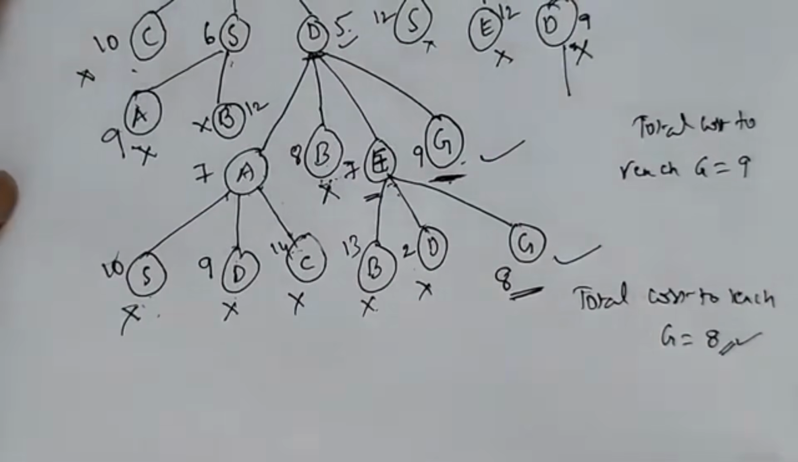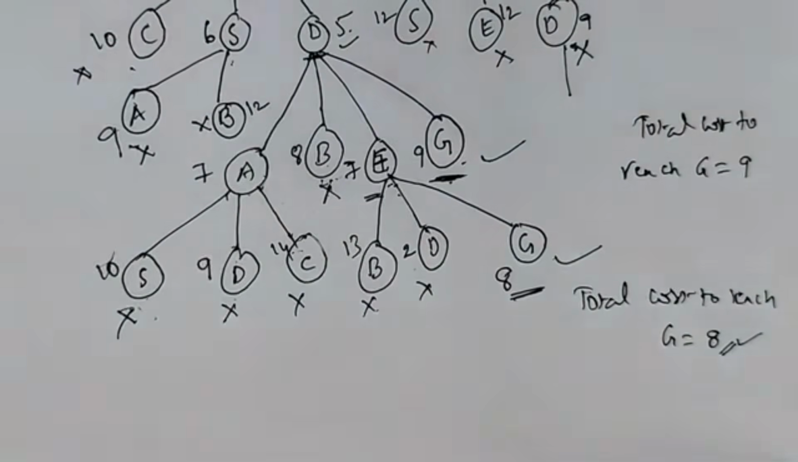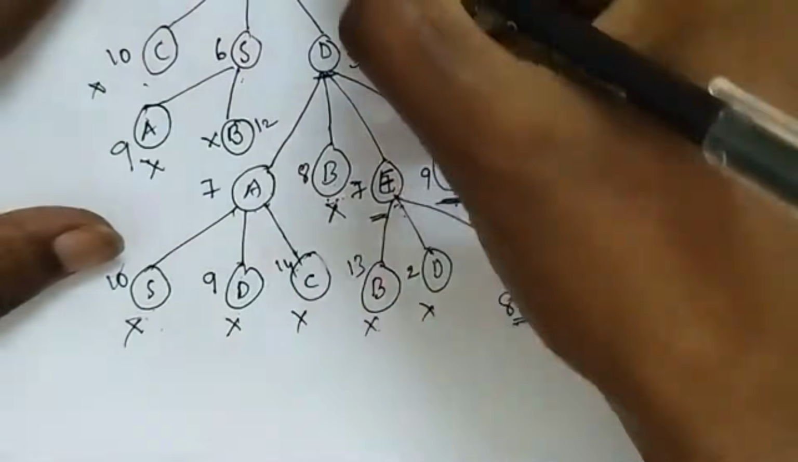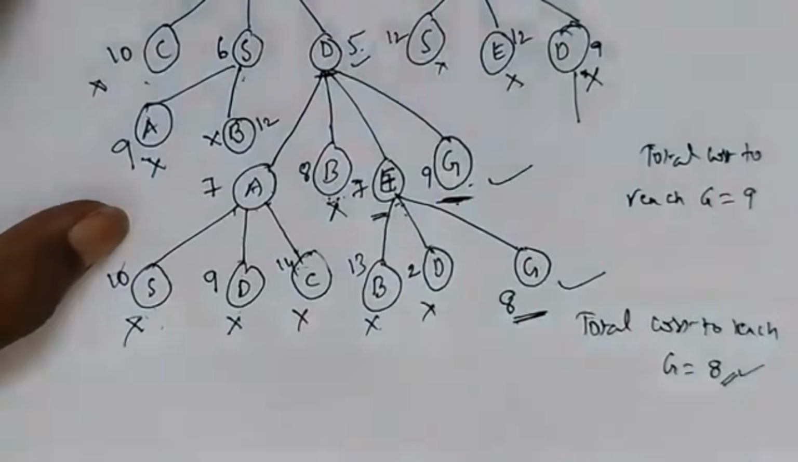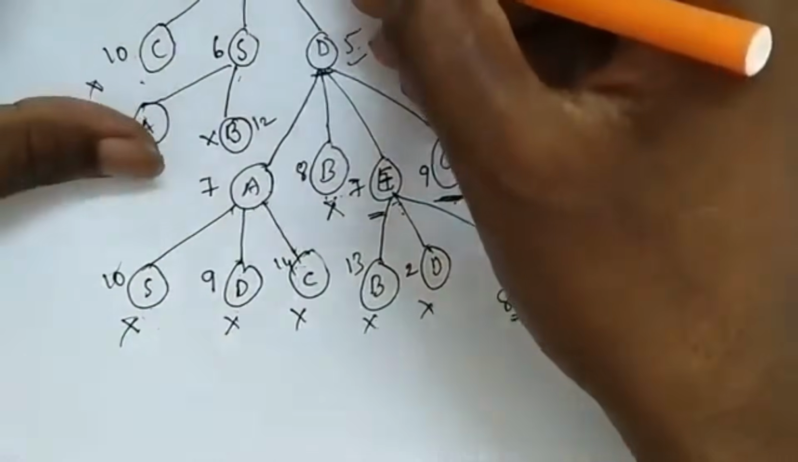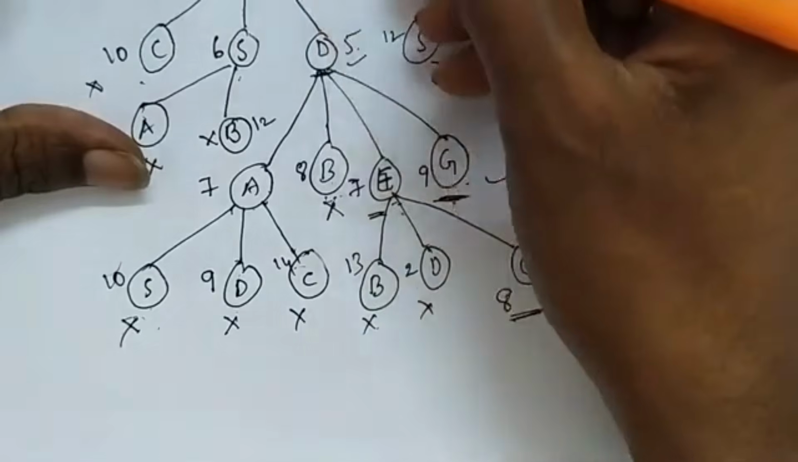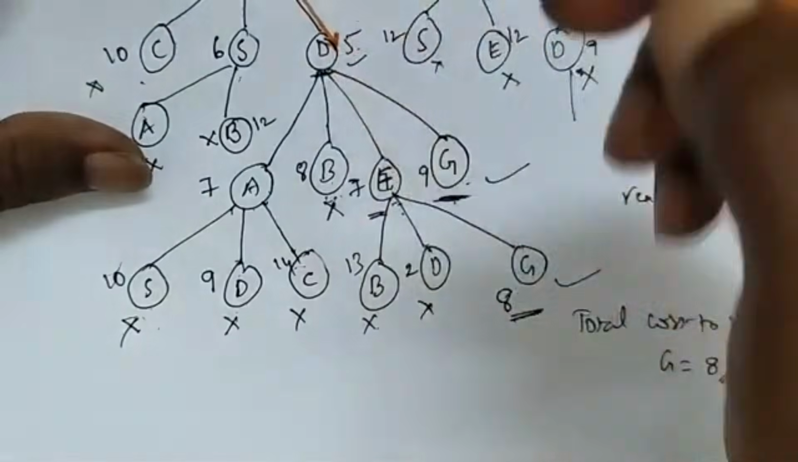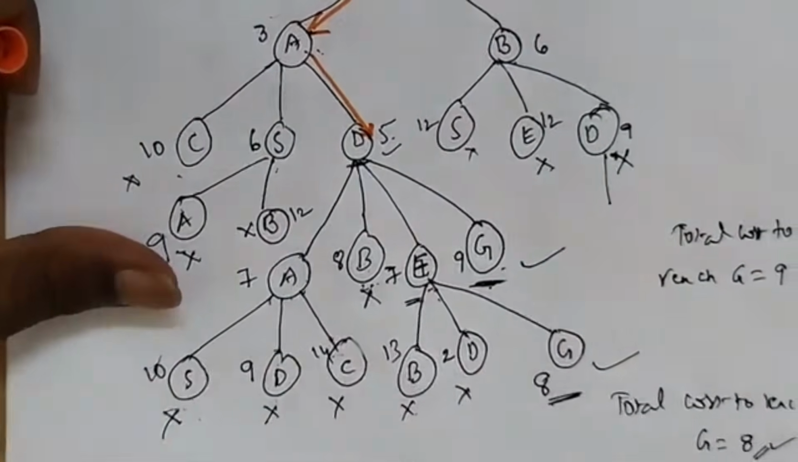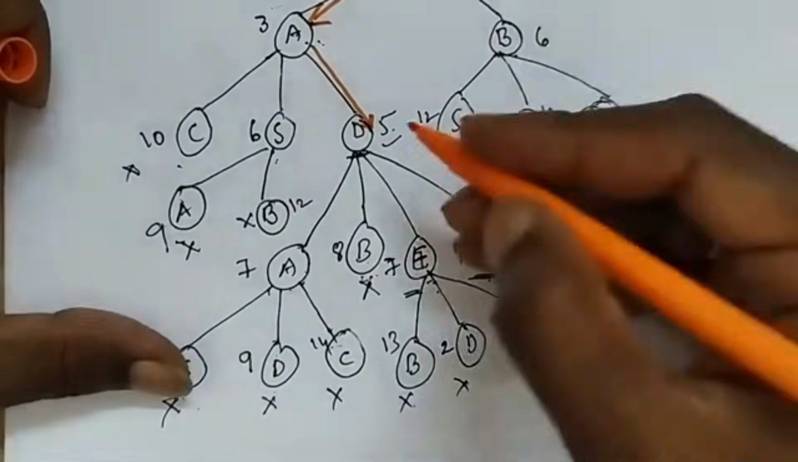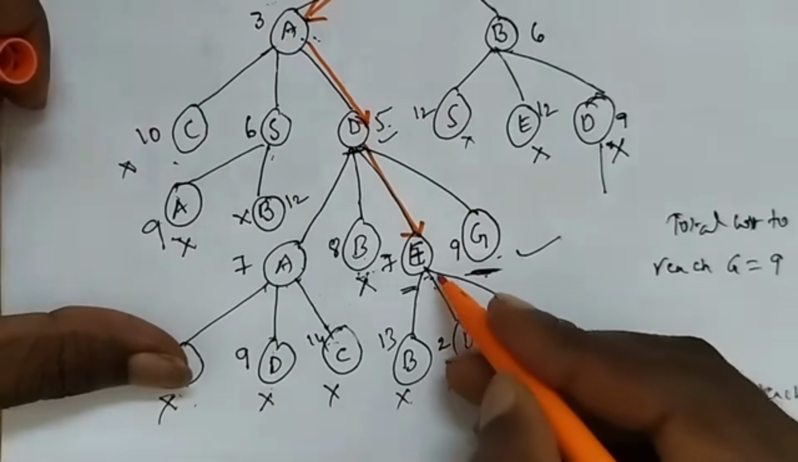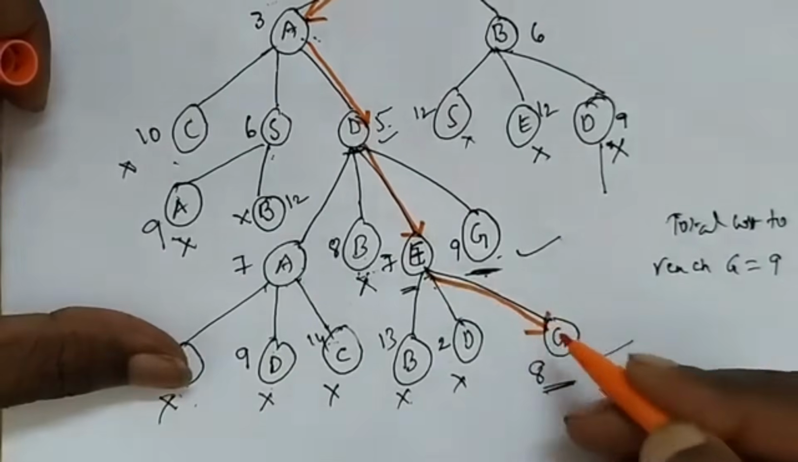Here we have to continue to find the value. Otherwise, we pick the path only. What is the path we have to pick? The path is S to A, later A to D, next D to E, next E to G.